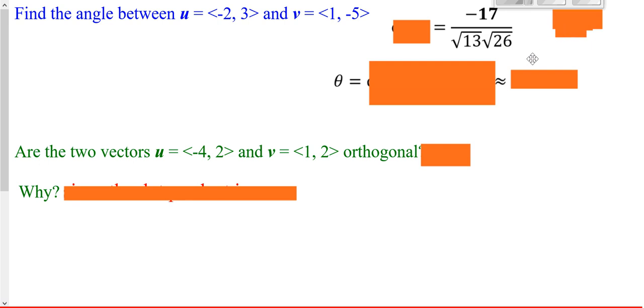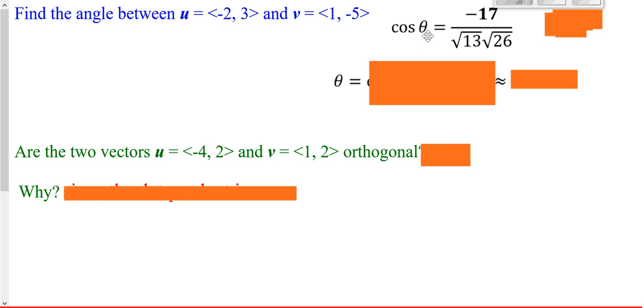Now, I've seen way too many people just have this right side, and then they'll just type that in their calculator and think they're done. But you're looking for the angle between two vectors. Write down the whole formula. Write down cosine theta equals.